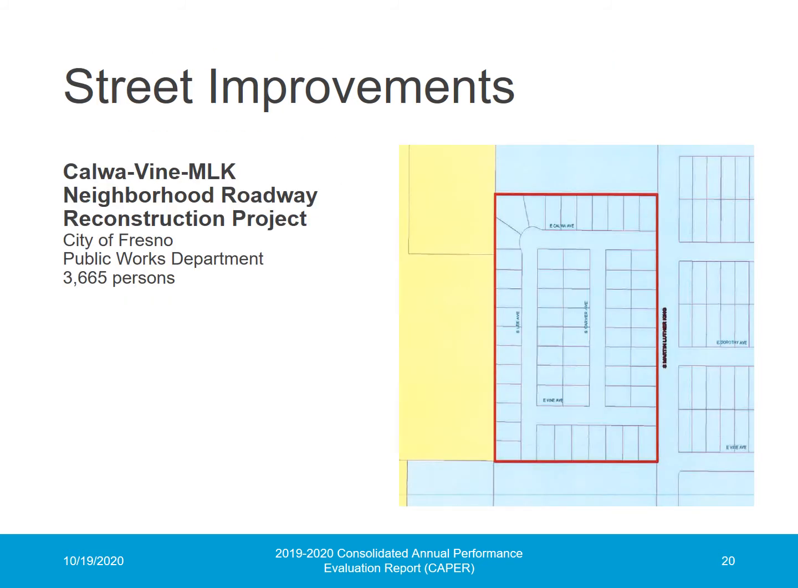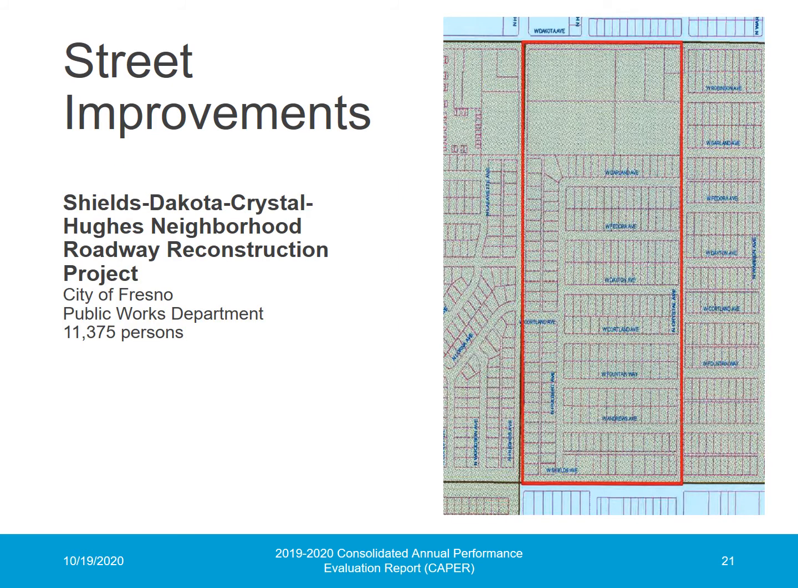The City of Fresno Public Works Department completed 2 roadway reconstruction projects utilizing CDBG funds during the program year. The first project benefited 3,665 persons in the Calwa Vine MLK neighborhood. The second roadway reconstruction project completed by the City of Fresno Public Works Department benefited 11,375 persons in the Shields, Dakota, Crystal, Hughes neighborhood.